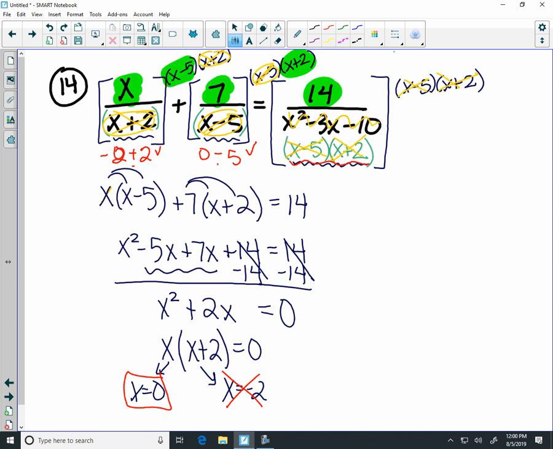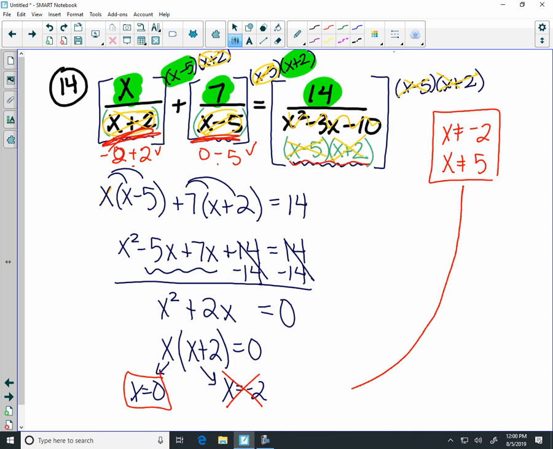I think it's helpful, and what we did in class when we remembered was to say, hey, from the beginning, what can x not equal? Well, from this one, x cannot equal negative 2, and from this one, x cannot equal 5, because that would make zeros in our denominator. And so writing that off to the side in the beginning helps to kind of keep that in your mind as well. So if you remember to do that, that's phenomenal. All right, that was number 14.